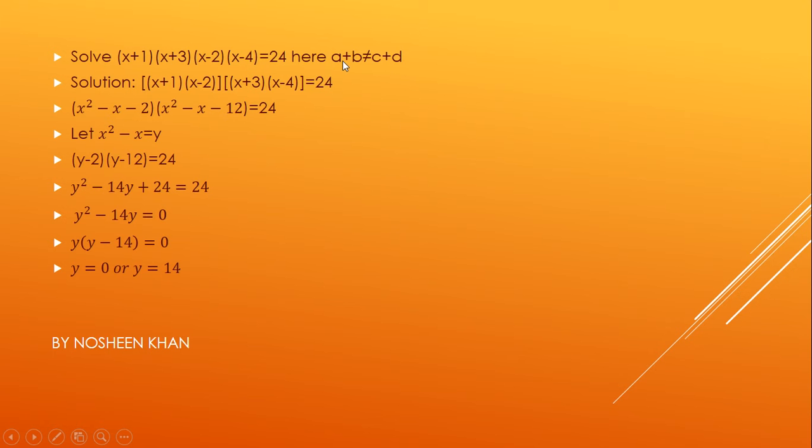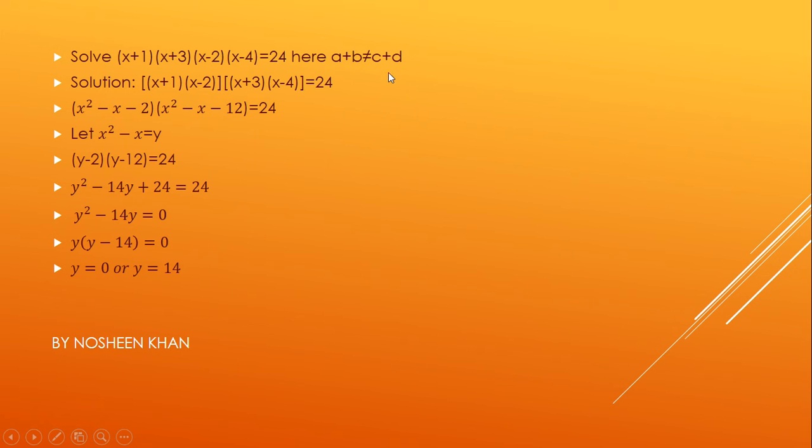If I put a as 1 and b as 3, then 1 + 3 is 4, and here c is -2 and d is -4, so -2 - 4 is -6. So 4 doesn't equal -6. That's why we can't solve this equation by type 4 as it is.